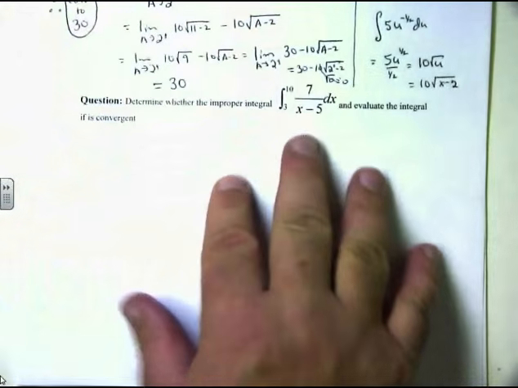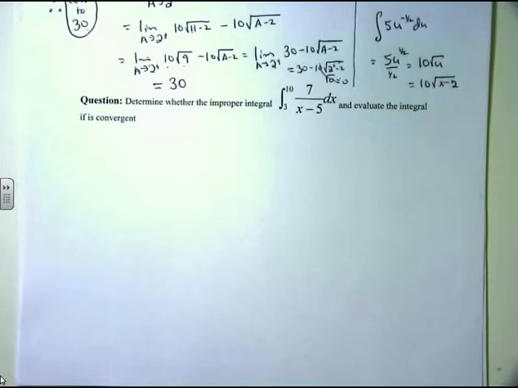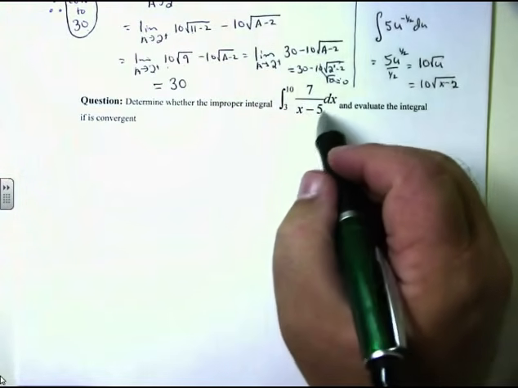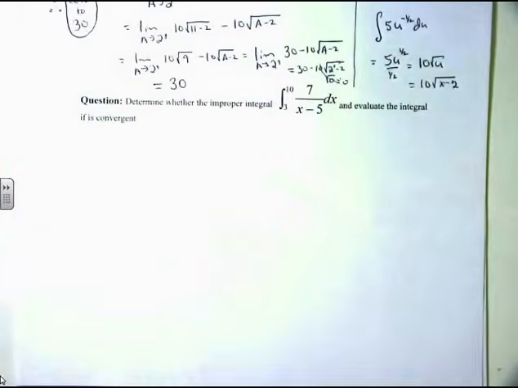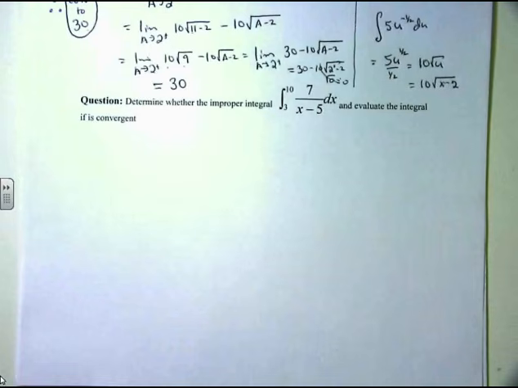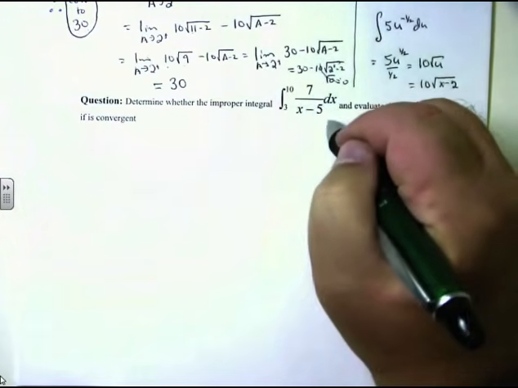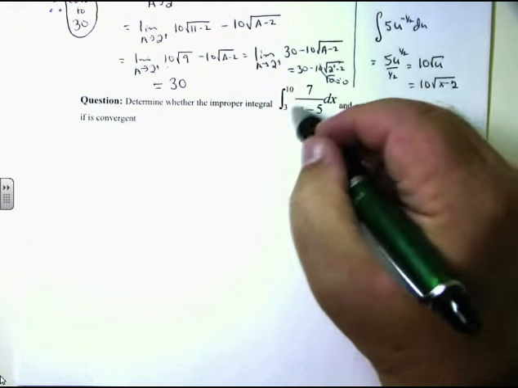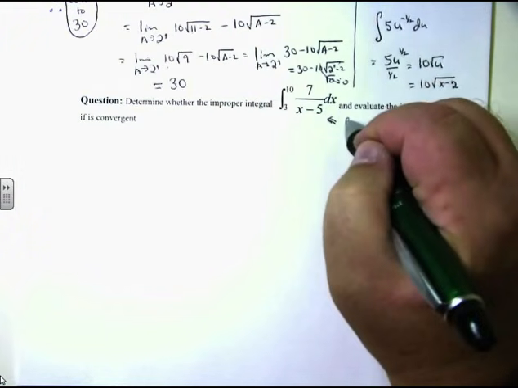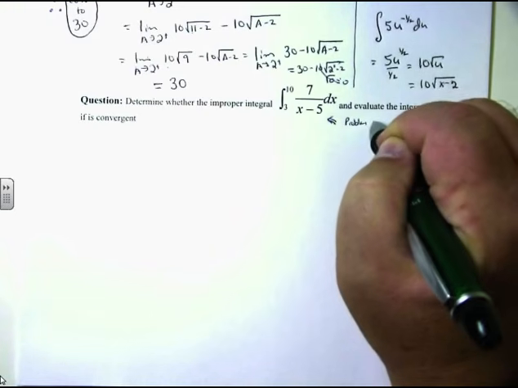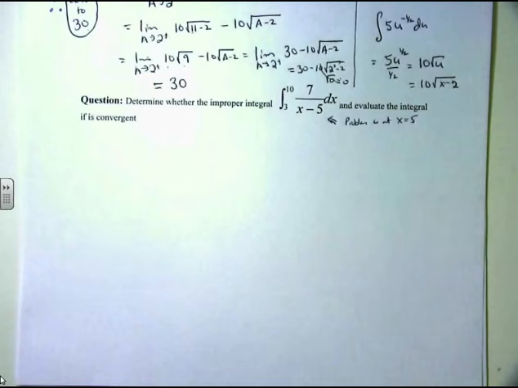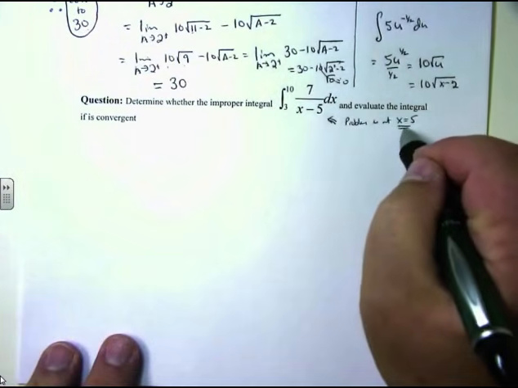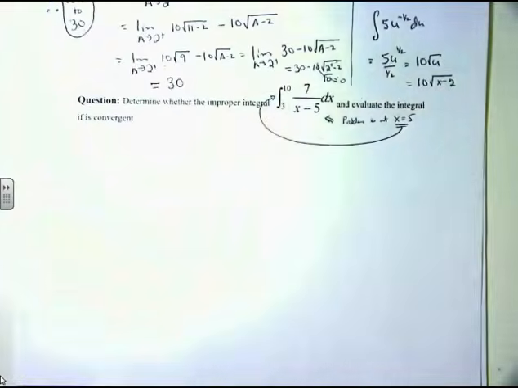Same kind of problem here. I've got the integral from 3 to 10 of 7 over x minus 5 dx. And we're supposed to evaluate it. If it's convergent, tell me what it converges to. If it diverges, tell me it diverges here. But notice something here. This has a problem. This function that I'm trying to integrate, 7 over x minus 5, has a problem point at x equals 5, because at 5 I would be dividing by 0. And you will notice that 5 is in the middle of my integral. I'm trying to integrate from 3 to 10.